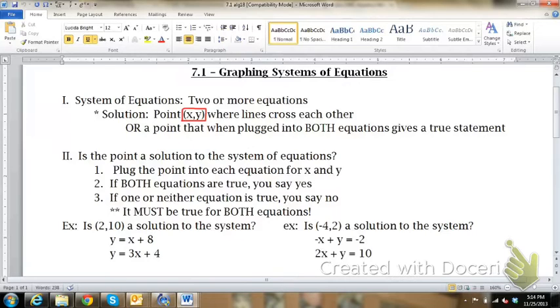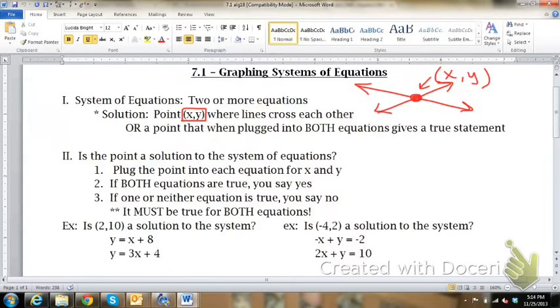So in Chapter 7, each section that we do is going to be a different way to find these answers. But the idea of what we're doing is we're really graphing two lines, and we're just naming the point where they cross. That's going to be your solution. Okay, you're going to name the point. Now, we're going to start you off easy.